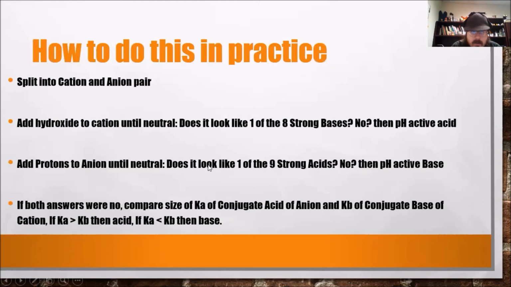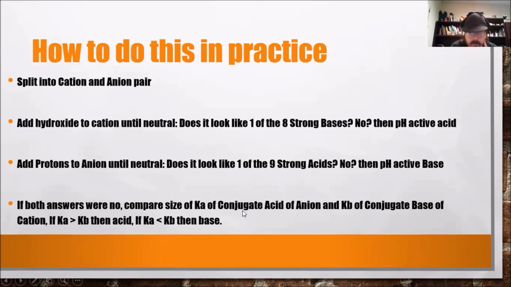But, okay. So how to do this in practice? As I said, we look at our salt, we split it into a cation and anion pair. You add hydroxide to the cation until it's neutral. There's only 8 strong bases. So if it doesn't look like one of the 8 strong bases, then it's pH active. Add protons to the anion. Does it look like one of the 9 strong acids? No, then it's pH active. If the answer to both of these is no, then we have to compare the two.